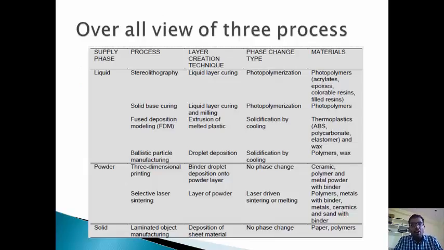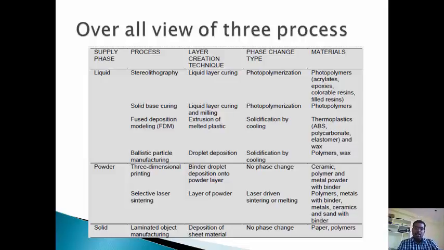This is the overall view of the three processes. Take the liquid base: stereolithography is layer by layer, the phase change is photopolymerization, and the materials are acrylates, epoxies, and curable resins. For solid base curing, it is layer by layer with photopolymers. Fused deposition is extrusion of metal plastics, with solidify curing and thermoplastics.